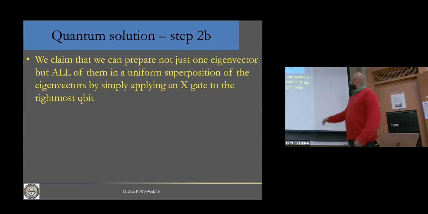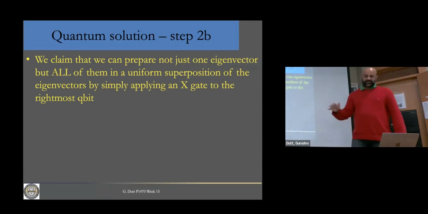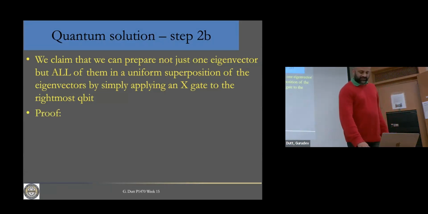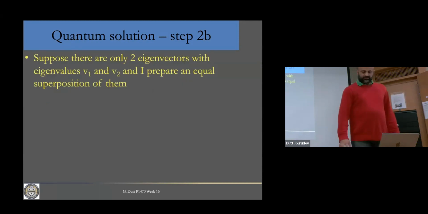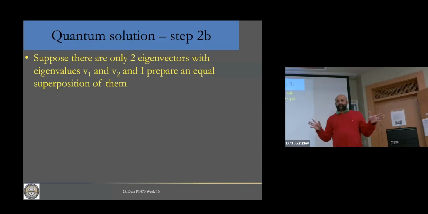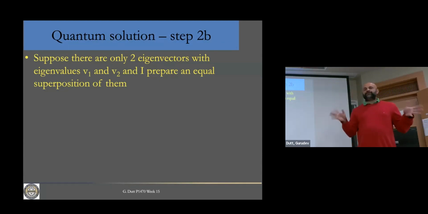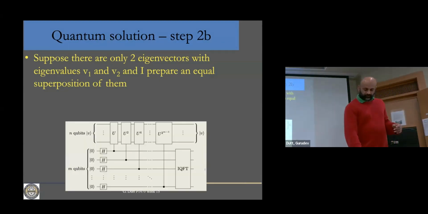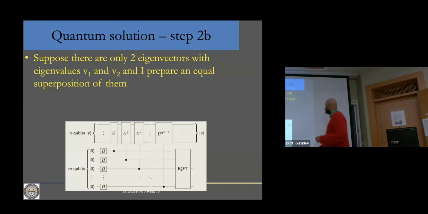Okay, so we have solved step 2B. And now I want to ask you a question. Suppose that I told you that there are only two eigenvectors, V1 and V2. And I prepared an equal superposition of them. And then I applied the phase estimation circuit, which is over here.